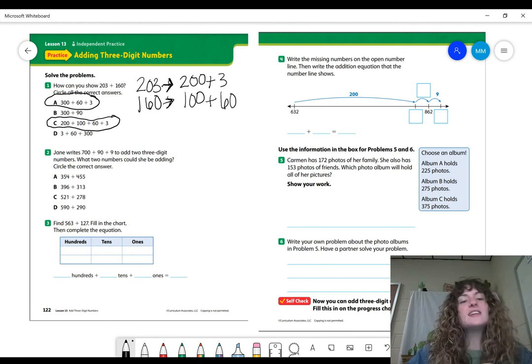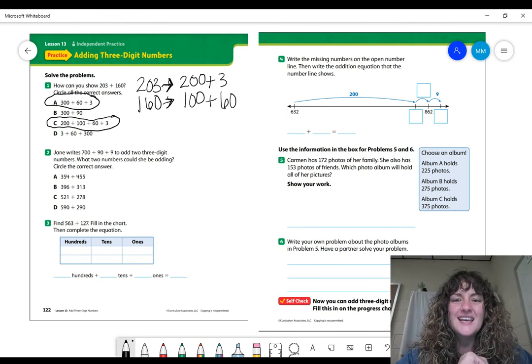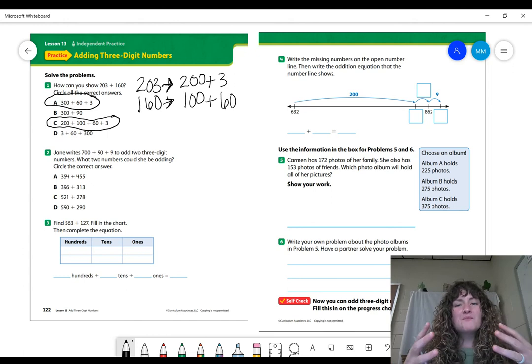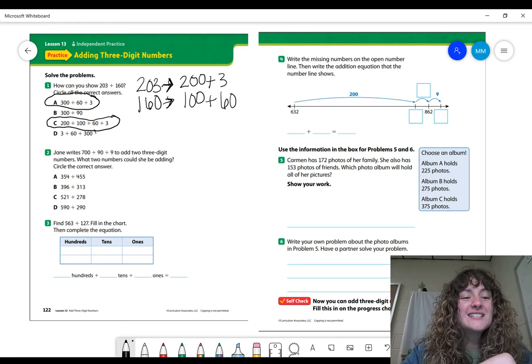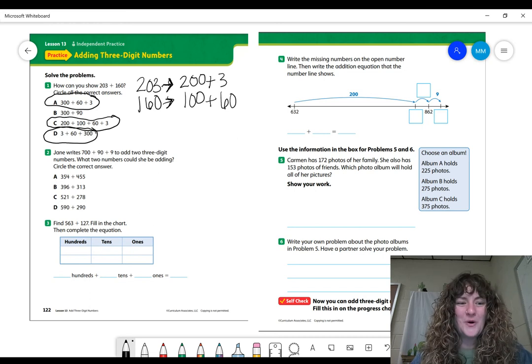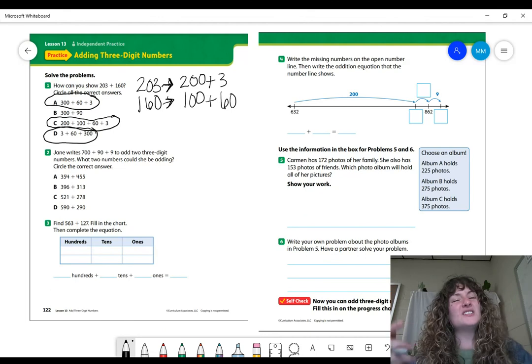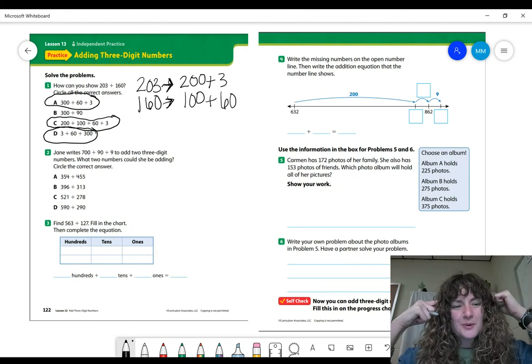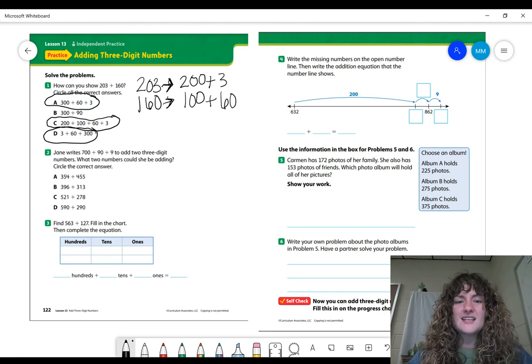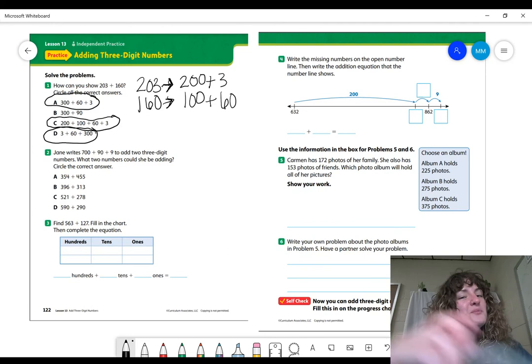All right, in letter D, it says 3 plus 60 plus 300. Which of our number sentences have the same parts but in a different order? Letter A. So D would also help us find our whole. It's just showing our ones, tens, and hundreds first. So we would have to think about it a little deeper. So using these number sentences, what is the whole for 203 plus 160? 363. 300 plus 60 plus 3.